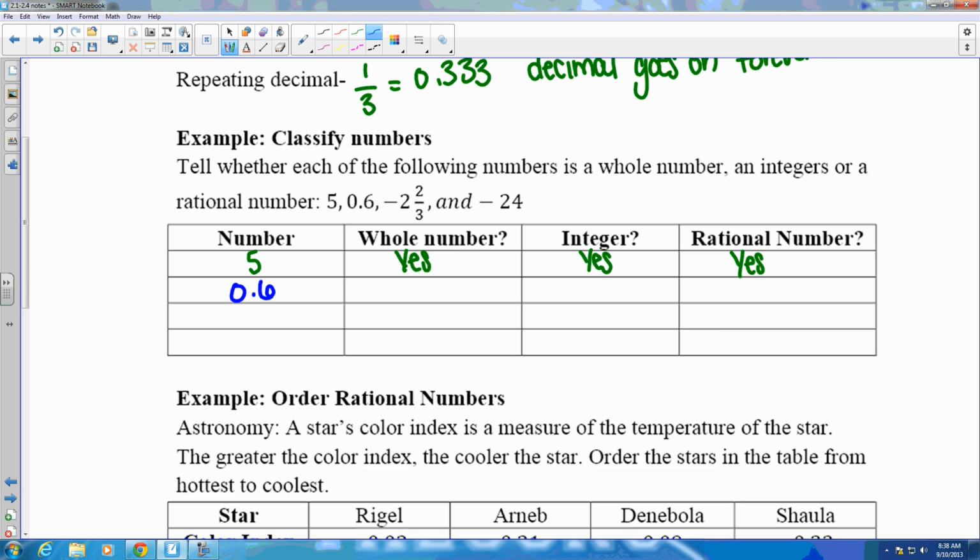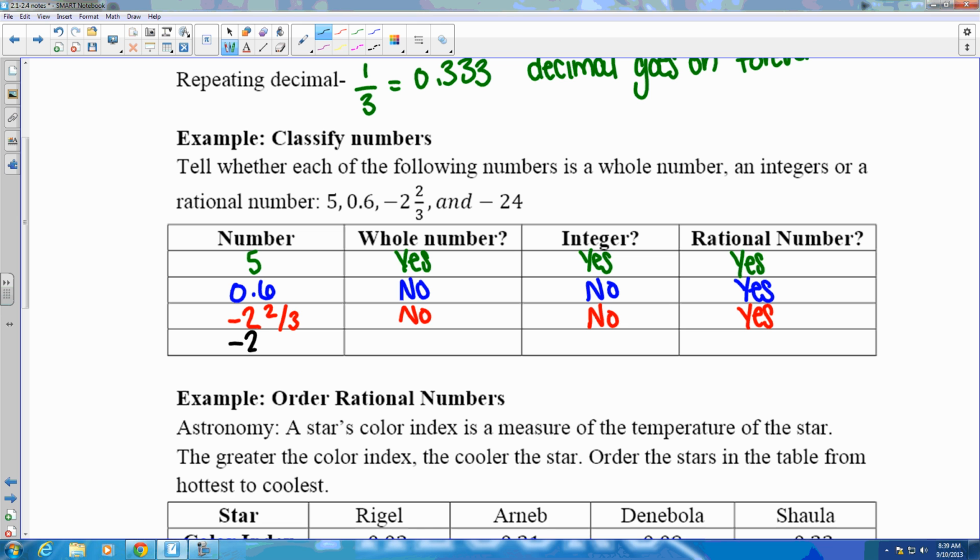0.6. Is it a whole number? No. Is it an integer? No. Is it a rational number? Yes, it is. It can be written as 6 over 10. Next number, -2 and 2/3. Is it whole? No. Is it an integer? No. Is it rational? Yes.